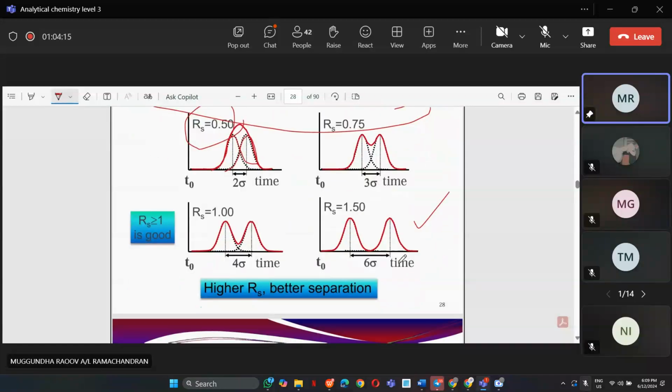So class, usually resolution should be more than one, but even at just more than one, we don't accept. The higher the resolution, the better the separation. So usually, resolution should be 1.5 and above. Then we consider it a good separation.